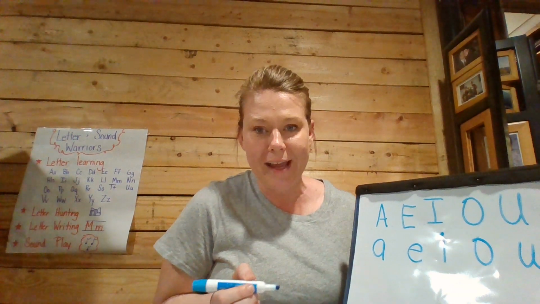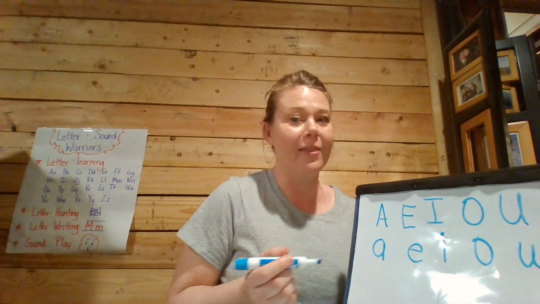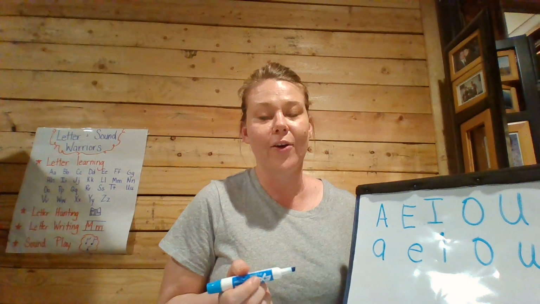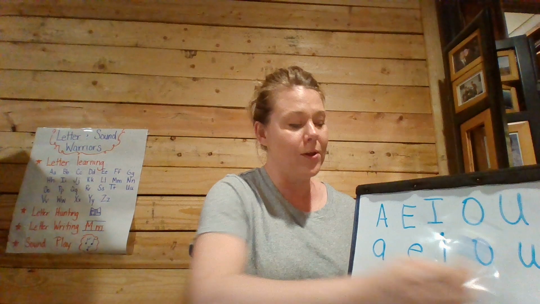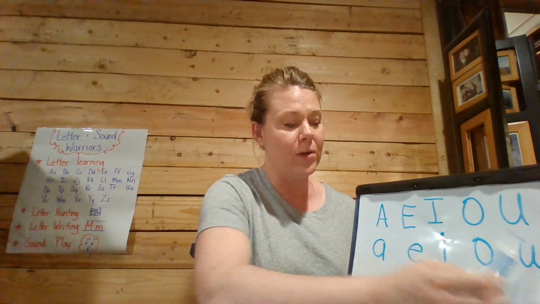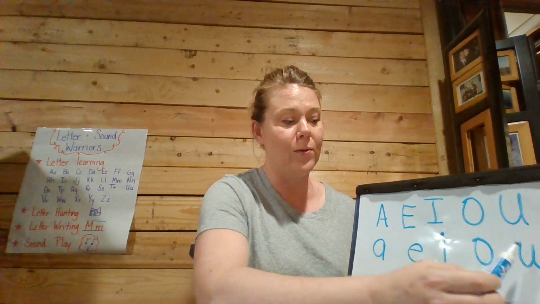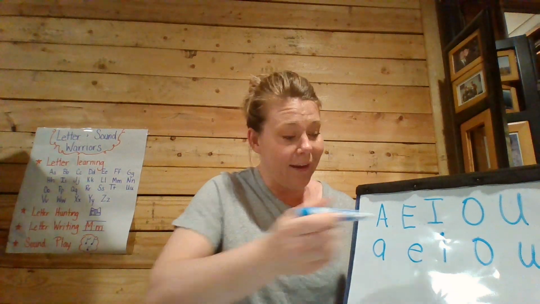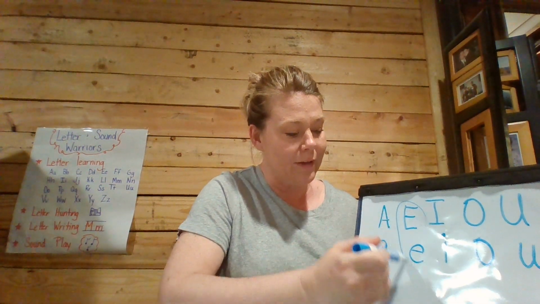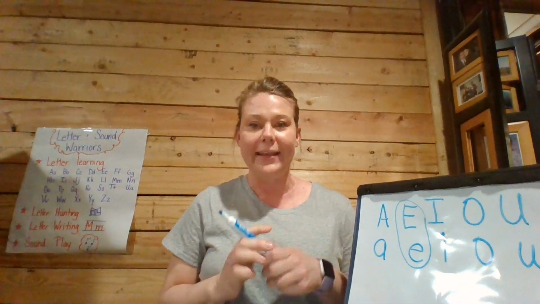So let's do our song again. Remember it? There are five letters that I know, and vowels are their names. A, E, I, O, U, A, E, I, O, U, A, E, I, O, U. Those are the vowel names. And today we're going to review this vowel right here, E.